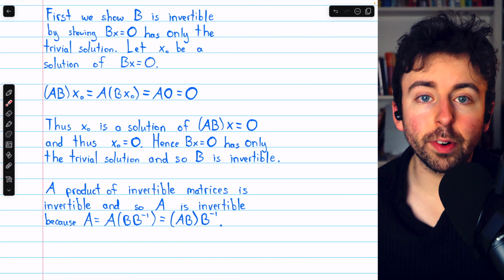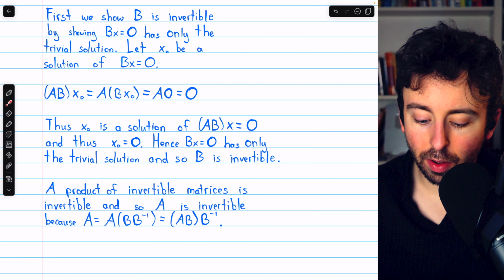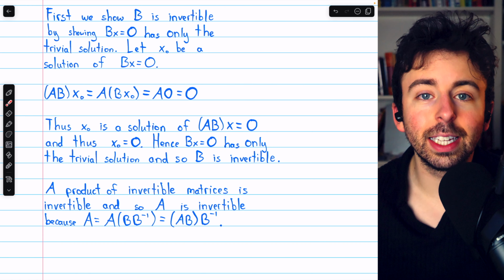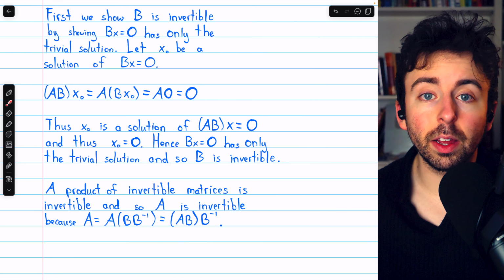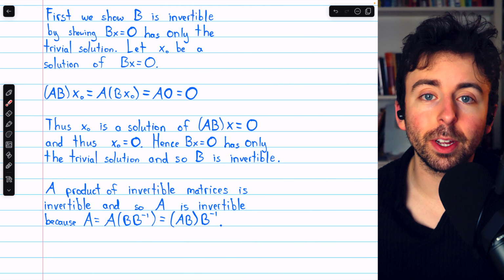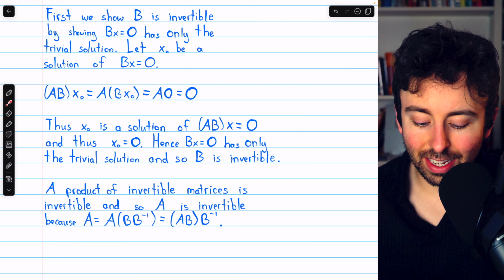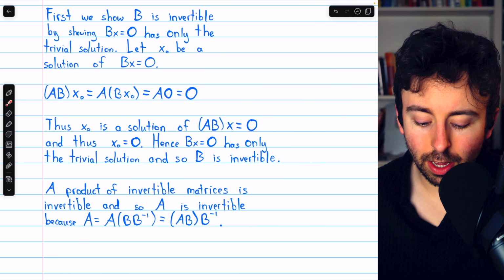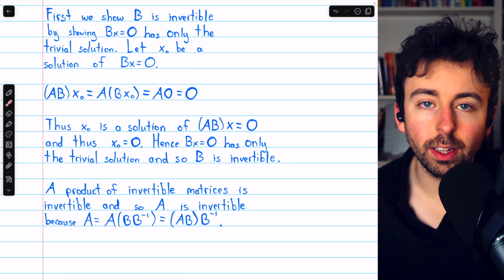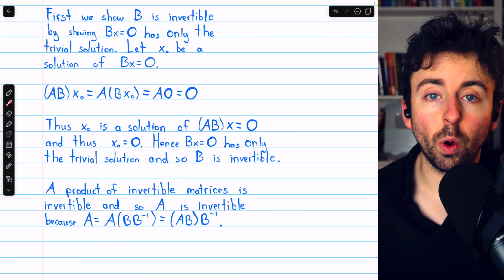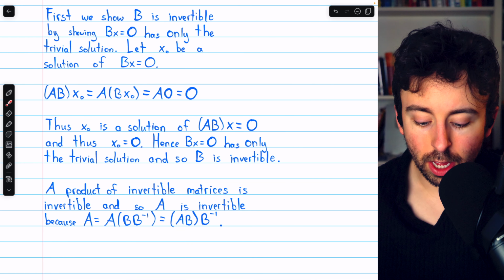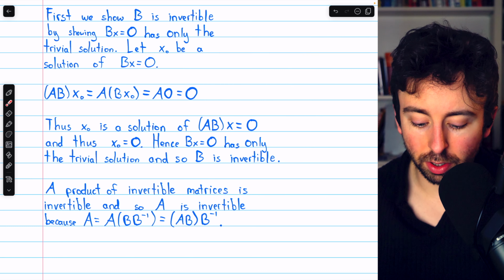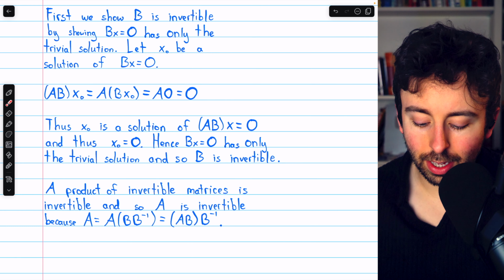And we can show A is invertible because we know that a product of invertible matrices is invertible. Link in the description to the lesson where we prove that. And so we can express A as a product of invertible matrices to show that A must be invertible. Certainly, A is equal to A times B times B inverse, since B times B inverse is just the identity. And of course, we are at liberty to take B inverse because we just proved that B is invertible. But then, since matrix multiplication is associative, A times B times B inverse is the same as A times B, times B inverse.